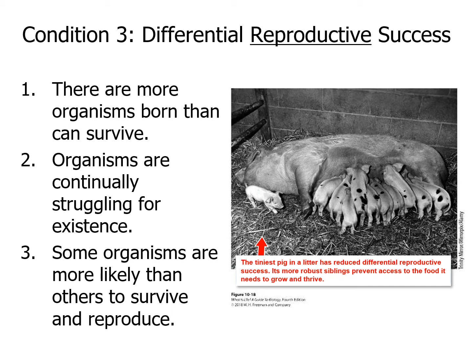So he's going to struggle substantially harder for food, which he needs to grow and thrive. And with his siblings being bigger and stronger than him, he's going to have a much harder time growing and thriving, and therefore has a reduced differential reproductive success.